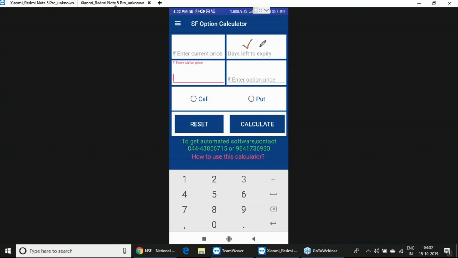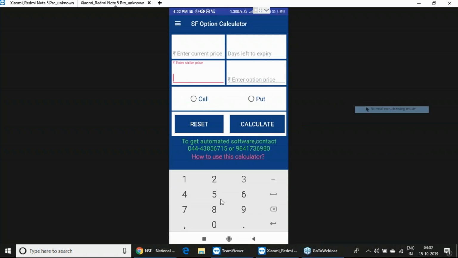Then it is asking for the days till expiry. This is calendar days. How many days we have till expiry? That also we need to put. Then the strike: whichever strike you want to choose, and the price at which the current strike is trading now, the premium of that option. After giving these 4 inputs, you need to choose whether it is a call option or put option and hit the calculate button. So this is what you are going to do.